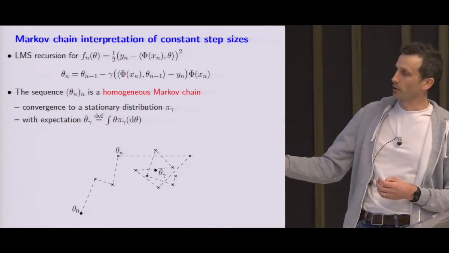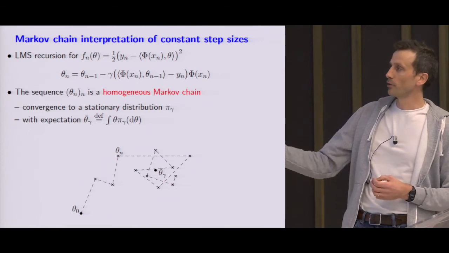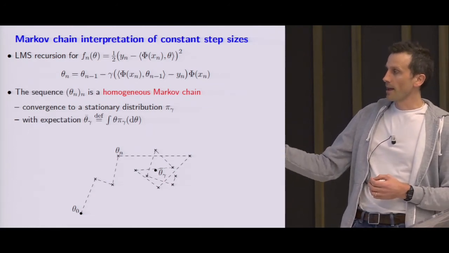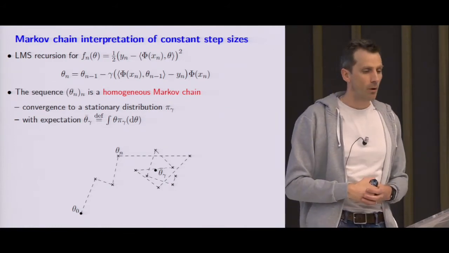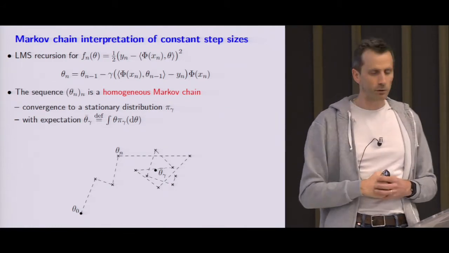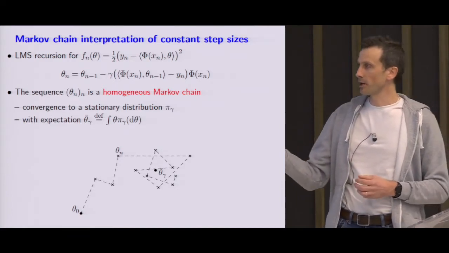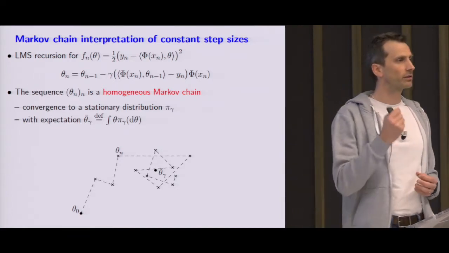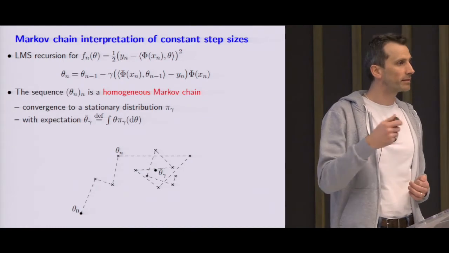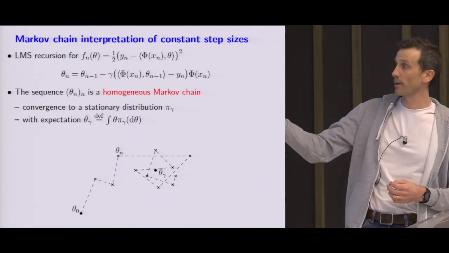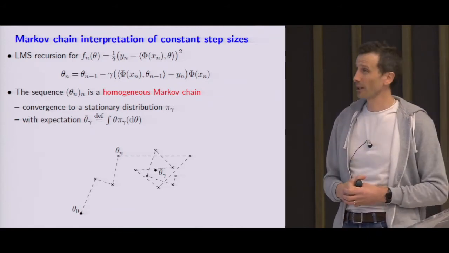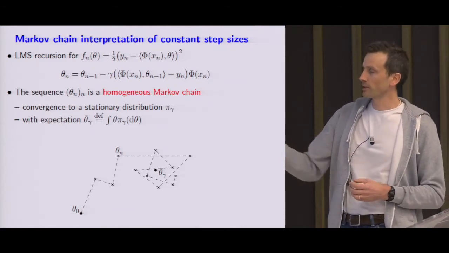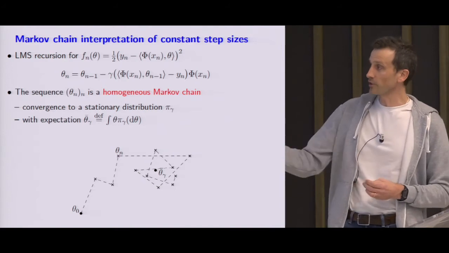So this means that when you start from an initial point, you're going to forget where you start from, and then oscillate according to a given distribution, which is always the same, independent of your starting point. So this means that this algorithm, without averaging, does not converge to any point. It always oscillates, okay? And I will call theta bar of gamma the expectation of this stationary distribution. So this is what you oscillate around. So it does not converge, okay?